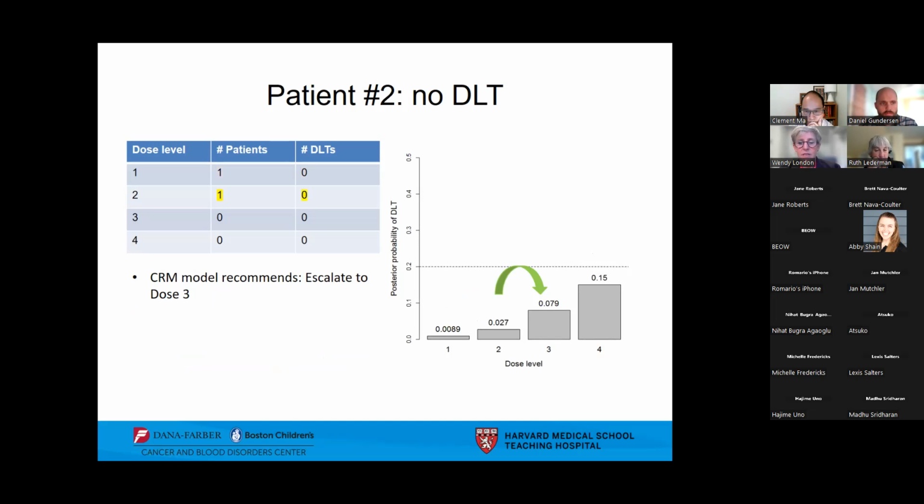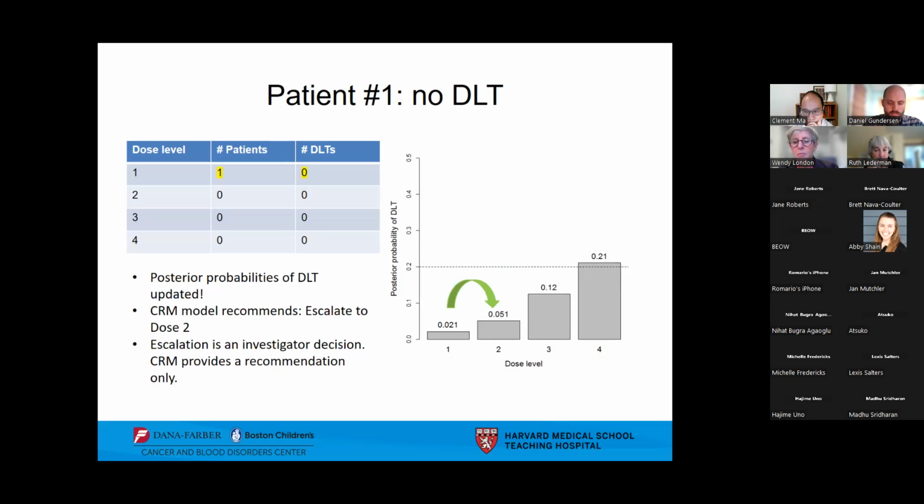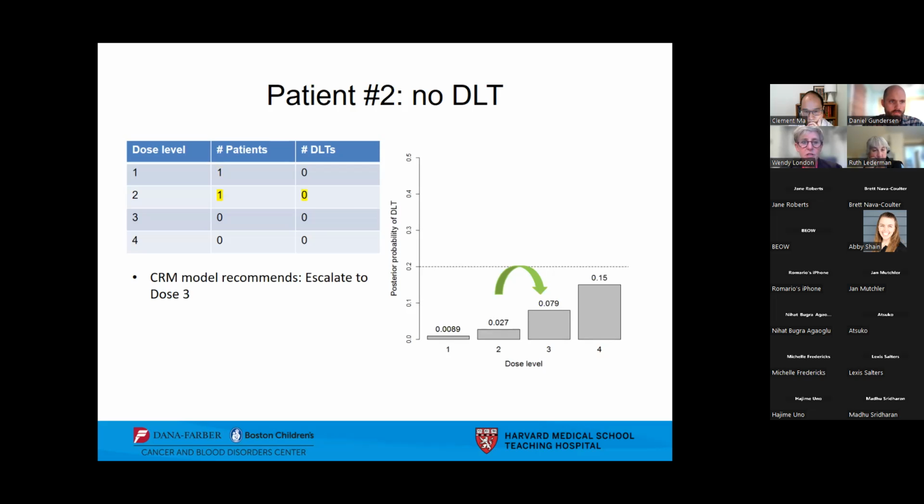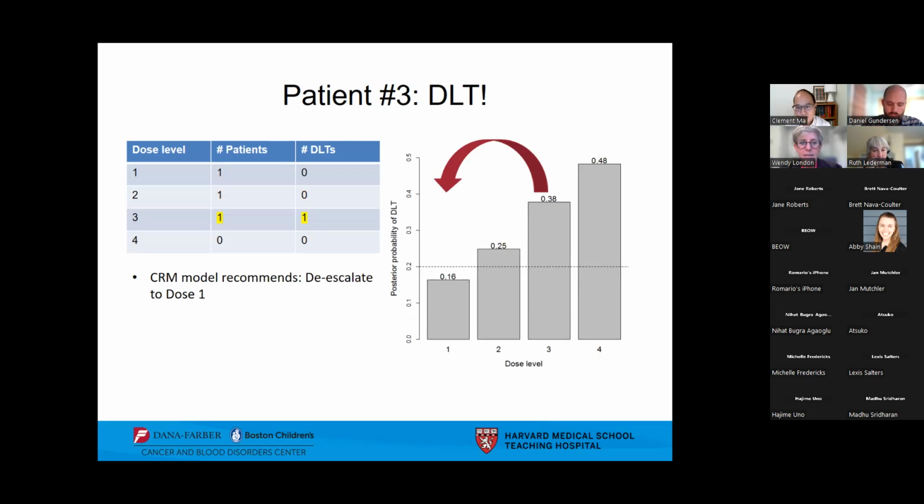This patient also does not have a DLT, and so we update the probability of DLTs. Clement, can you flash back and forth between the two slides? And again, with this new information, you can see that the chance of having a DLT at dose level 3 has gone down. Okay, now let's enroll the third patient. Next. And this patient has a DLT at dose level 3. So you flash back and forth, Clement, you can see that based on this new information, the estimates of the DLT rate have really gone up. And so the CRM model recommends de-escalating all the way back down to dose level 1. That is the one that's closest to our 20% toxicity threshold. Okay, next slide.